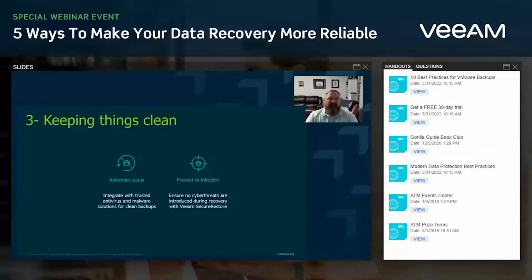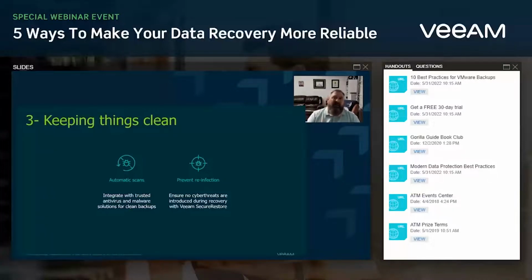Finally, keeping things clean, just to round out the first three. Keeping things clean means keeping those cyber threats out. So not only are we making backups immutable to keep them safe for the duration, but we're making sure that when we write data to your storage, we're checking it with whatever antivirus you choose to use. We're integrated with many trusted antivirus and malware solutions to ensure that when you're backing up the data, as we're writing it, it is clean and it can be relied on.